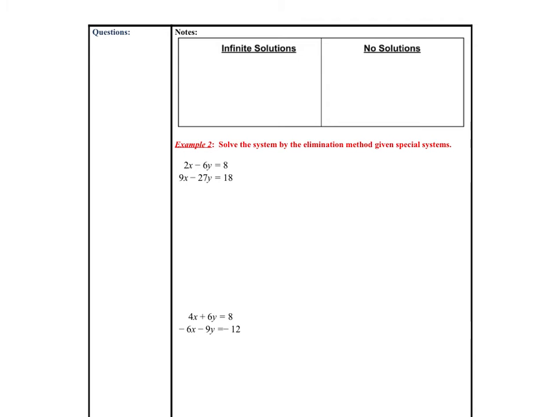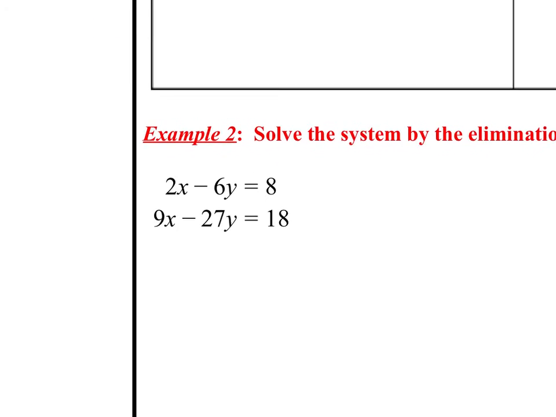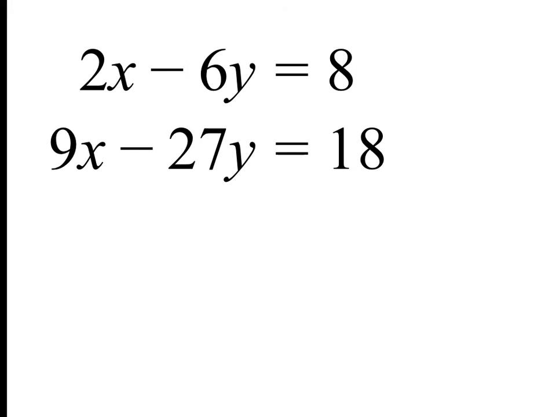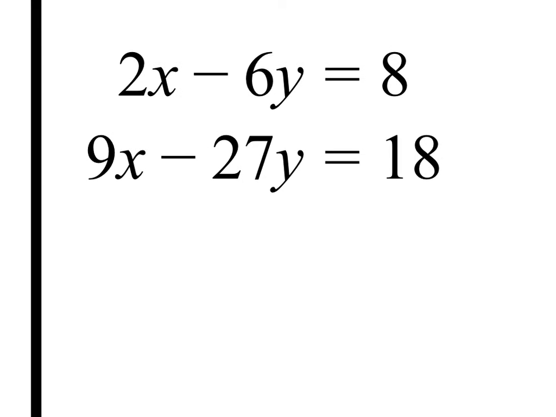We're going to do these last two examples. So we're solving by elimination. We're going to have to multiply both of the equations. So let's start with this one. I'm going to try and eliminate the x's. So let's look at 2 and 9.